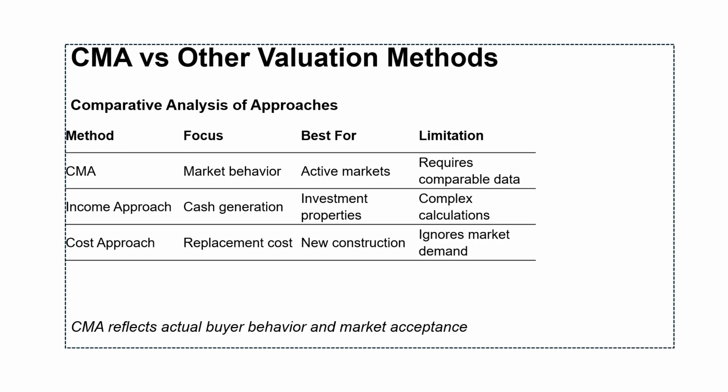Cost approach is for new construction, where something new has been built; in that case we will use the cost approach. Then there are certain limitations for all three techniques. For CMA, we require comparable data. Similar types of transactions must be there in the market, so we can use them for our purpose. Then the income approach has complex calculations.